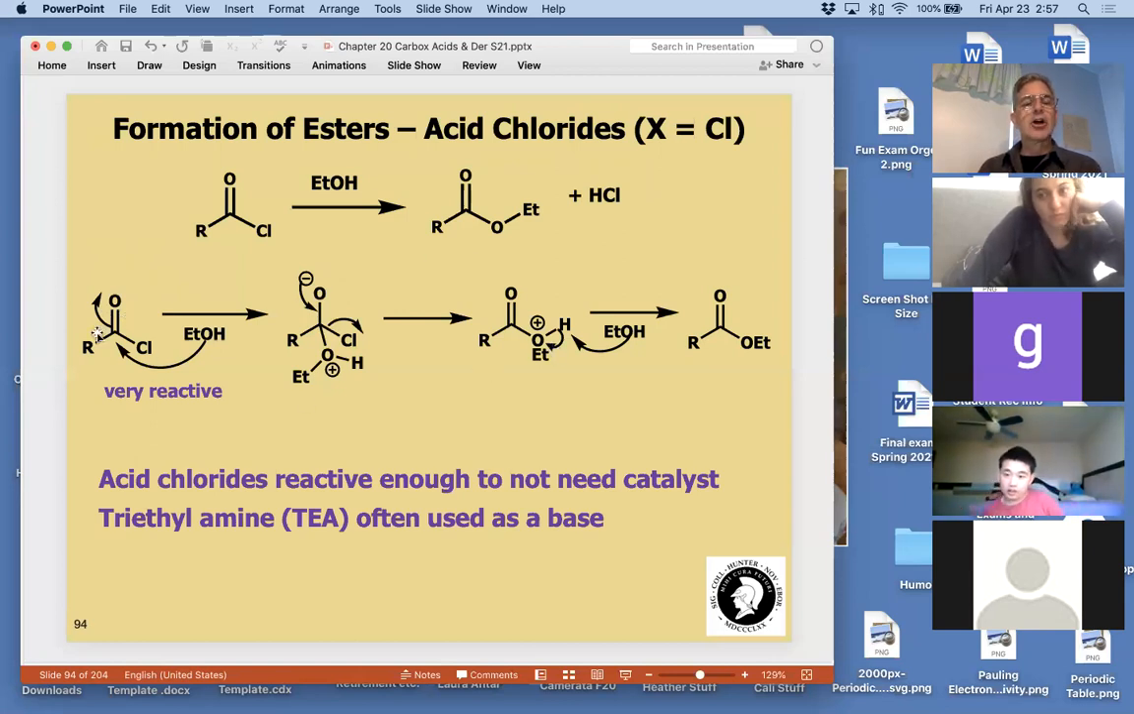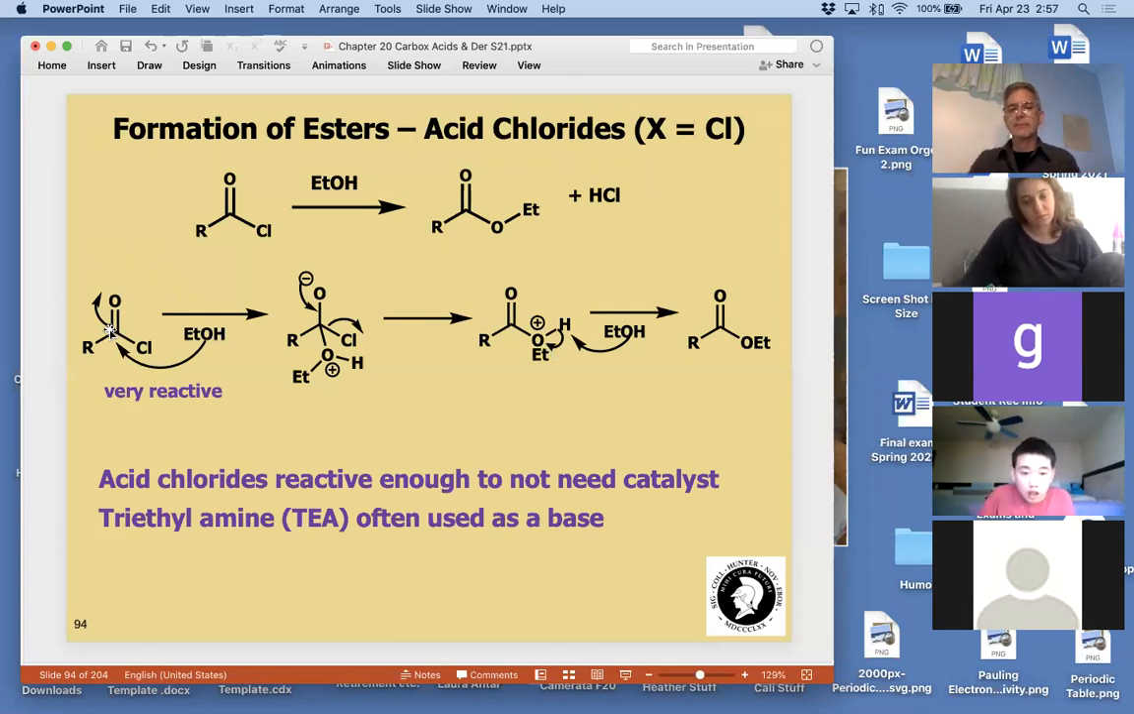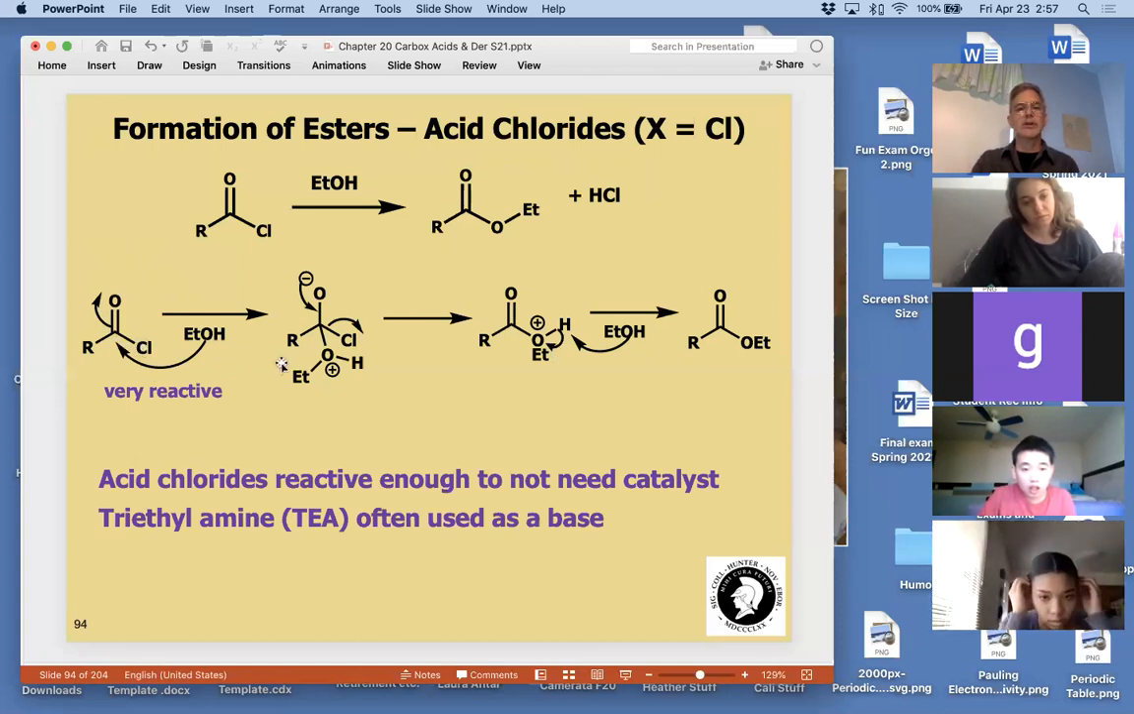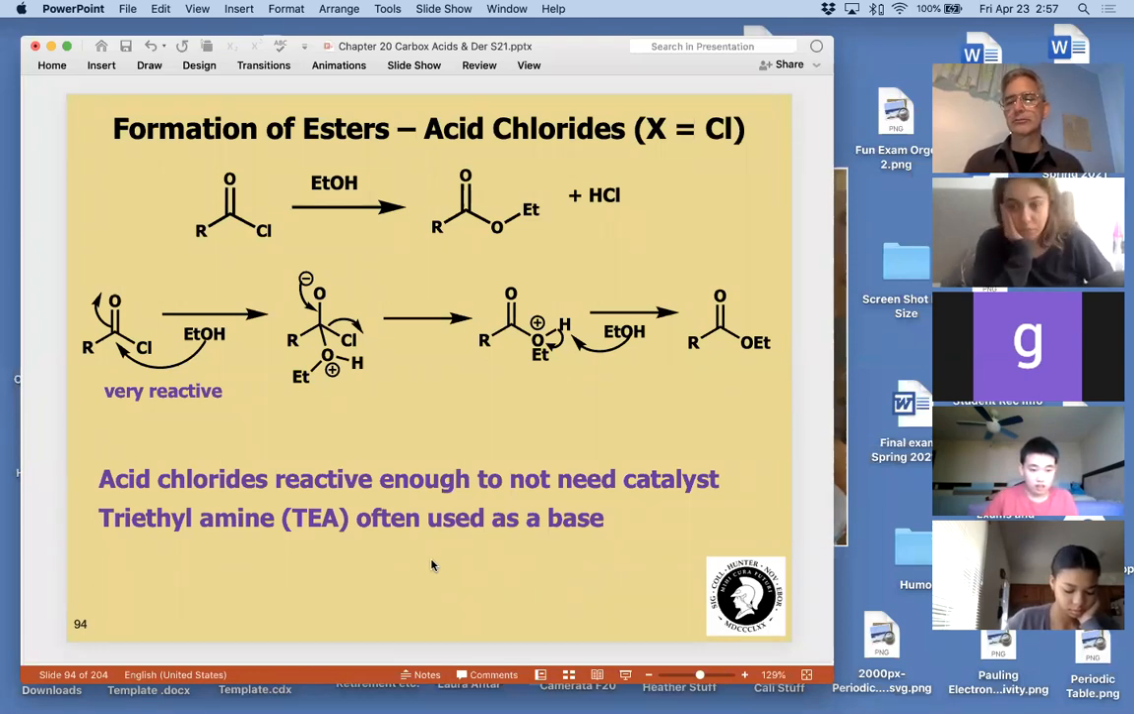Okay, this carbon of the carbonyl group is more electropositive because of the electronegative chlorine, and that's what makes this possible. And so it's just addition, elimination, and then you got to do the deprotonation. You're making HCl, and sometimes you add triethylamine as a base to react with HCl. It's not absolutely necessary, but it's very common. It's more the rule than the exception.